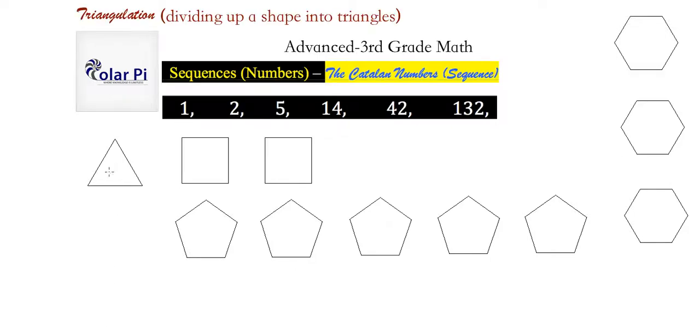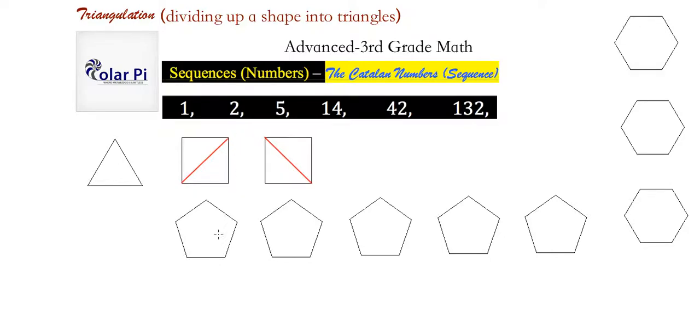The triangle is already a triangle, so the first Catalan number is 1, because there's only one way to turn a triangle into a triangle. For a square, there are 2 ways to cut a square into triangles. One is to draw that line, which by the way is called a diagonal. Another is to draw this other line. Both ways turn the square into triangles, and that's what we mean by triangulation. So the second Catalan number is 2, because we can turn the square into triangles either this way or this way. There are no other ways.